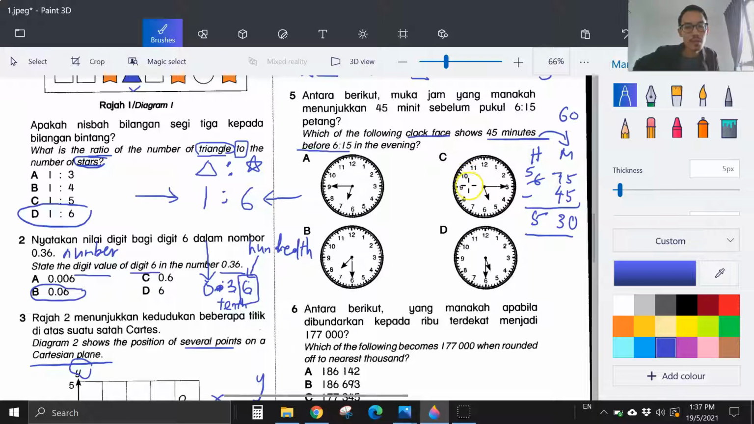Okay, so which one is 5:30? D is the answer. 5:30.